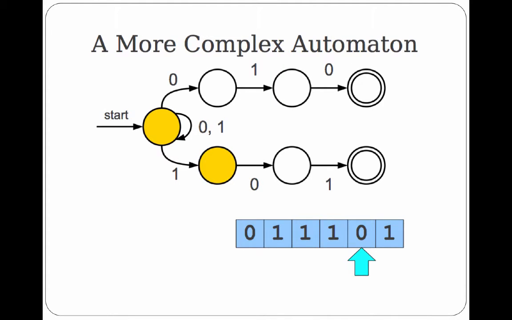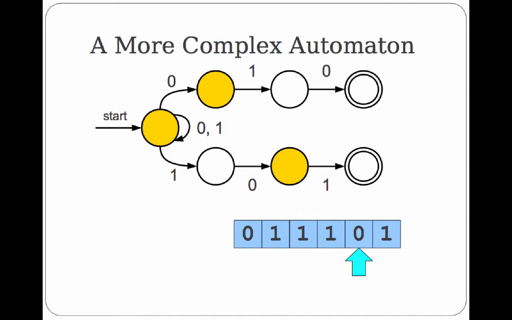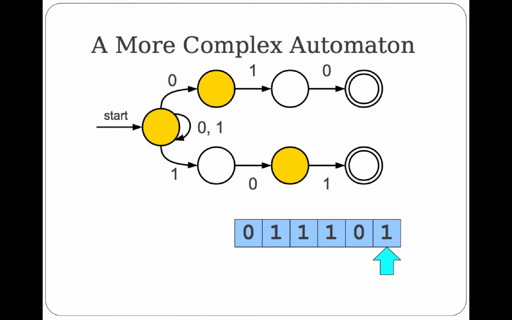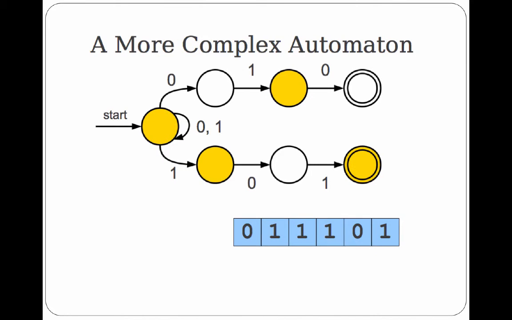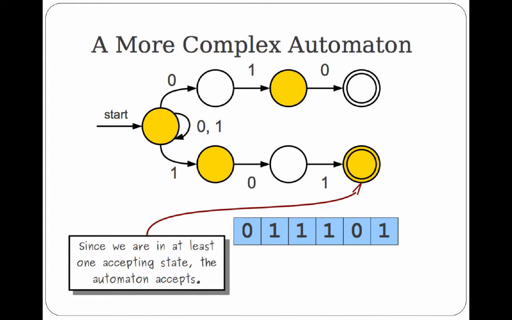And we continue this process until we finish the string, or there's no more moves that can be made. And at the end, if any of the states that we're in is an accepting state, then the string is accepted. So since we are in at least one accepting state here, the string is accepted.